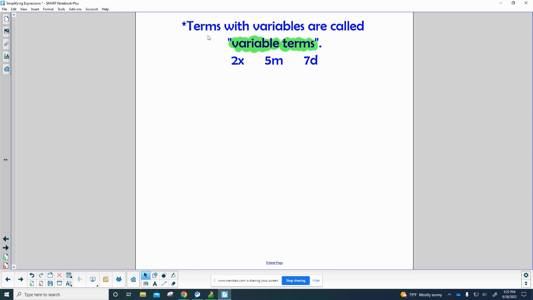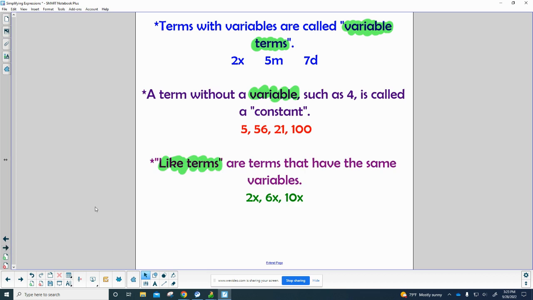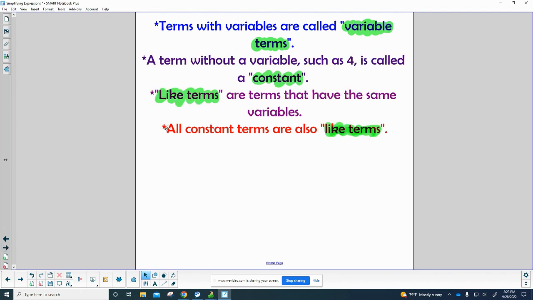First of all, terms and expressions that have variables in them, like 2x, 5m, 7d, those are called variable terms. Terms that are just numbers themselves are called constant terms. Like terms are terms that just have the same variables, such as 6x, 2x, 10x, or if they just all had a's in them. And it also turns out that all constants are considered like terms, and so as we go along in this simplifying process, you're going to see that all constants can be collected together as well.